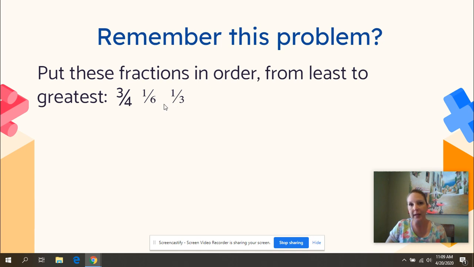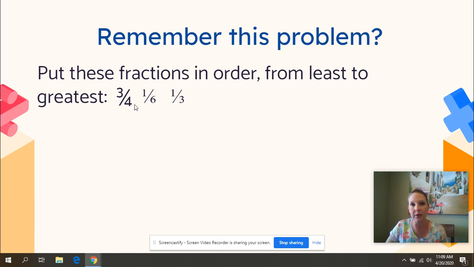So another way you can think of this is if you compare each of these to the benchmark fraction of 1/2. 1/6 is a lot smaller than 1/2. It would take 3/6 to be the equivalent of 1/2. 1/3 is also less than half. It would actually take 1.5 thirds to make 1/2.